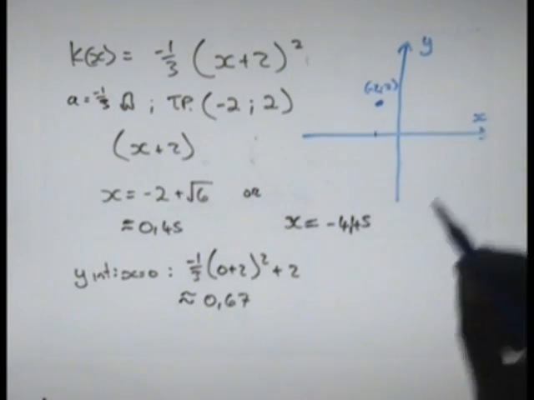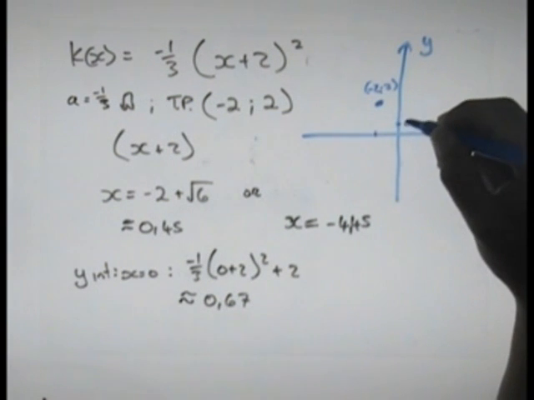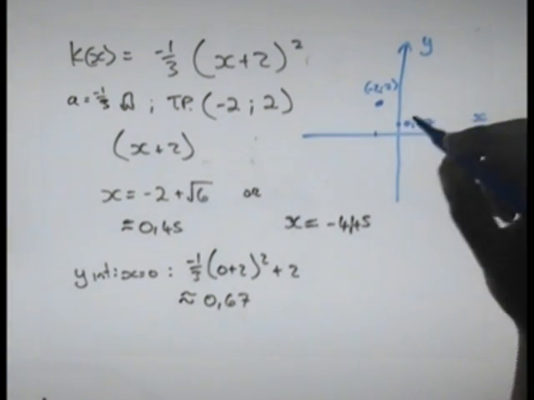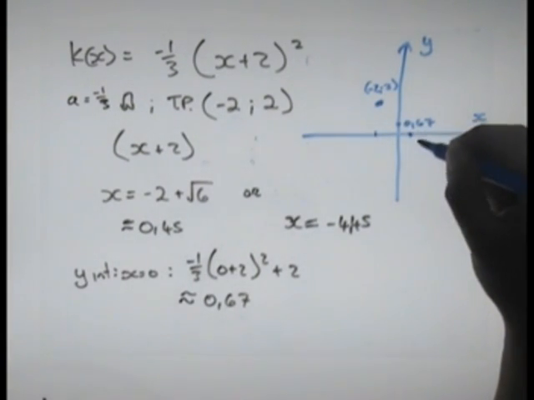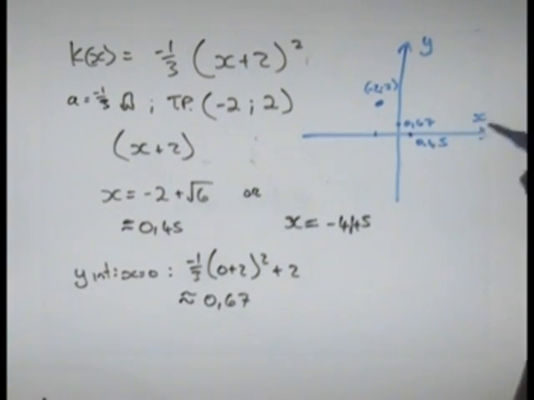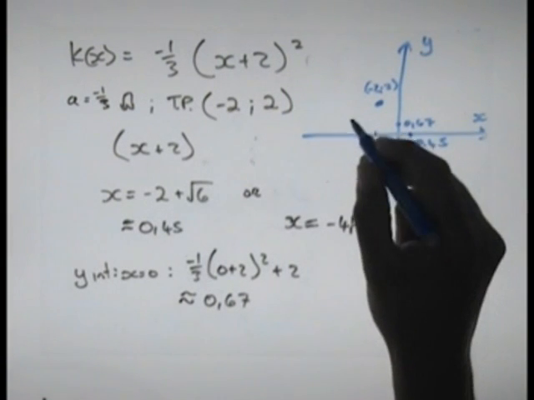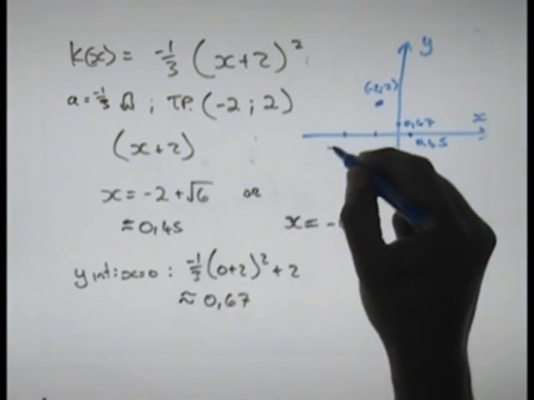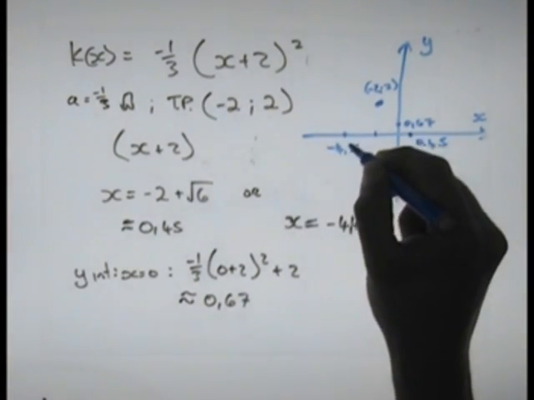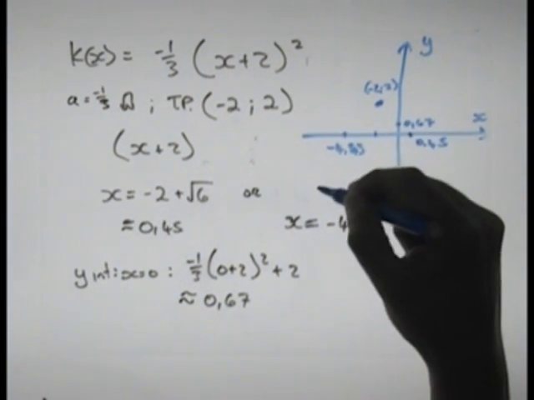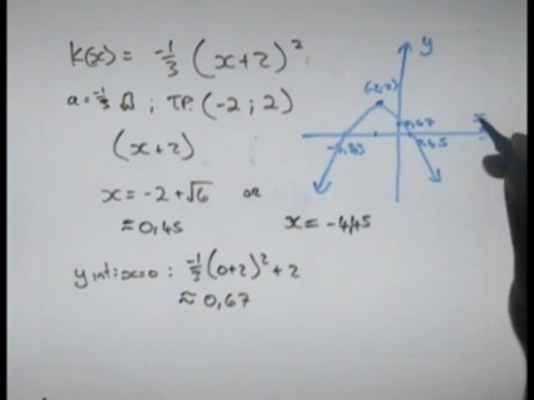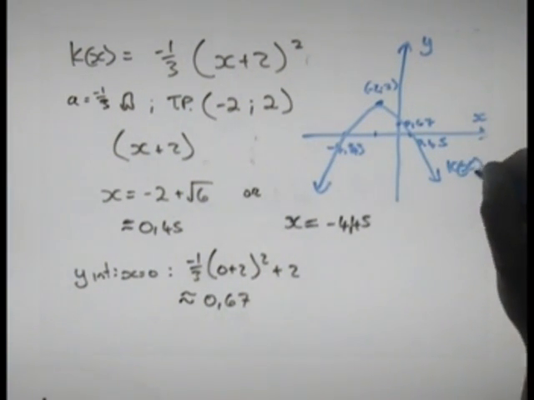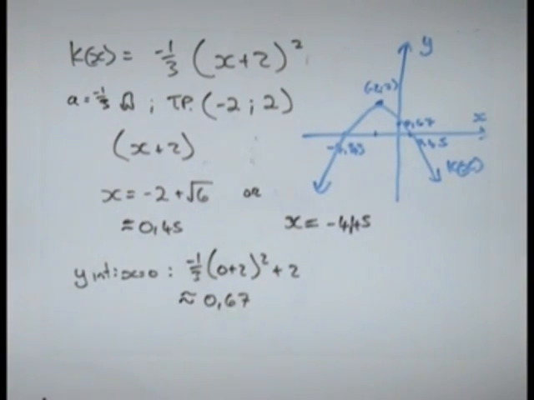My y-intercept is at 0.67. Two x-intercepts, one is at 0.45, which is over there, and the other one at -4.45, which is going to be somewhere over there. That means that my graph is going to look like that, and that's k of x. Please remember to label your graph.